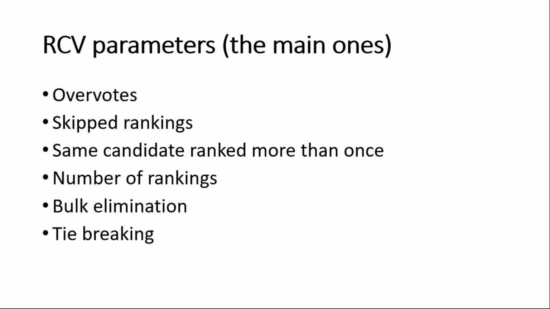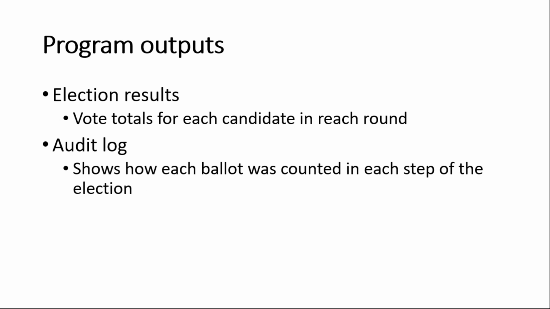Jurisdictions have different rules on skipped rankings. They handle the issue of a candidate being ranked more than once differently. Voting systems support different numbers of rankings. Jurisdictions have different rules on bulk elimination and, of course, as well, tie breaking. So these are the kinds of parameters that you need to put into your election configuration, your election definition, to perform a tabulation.